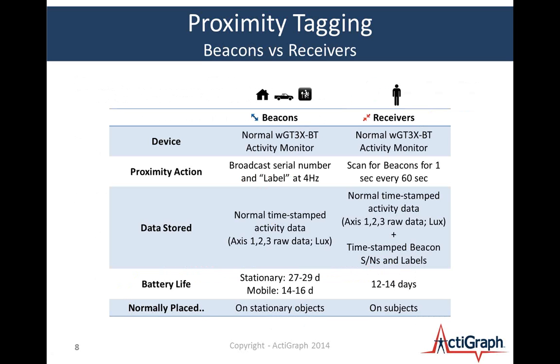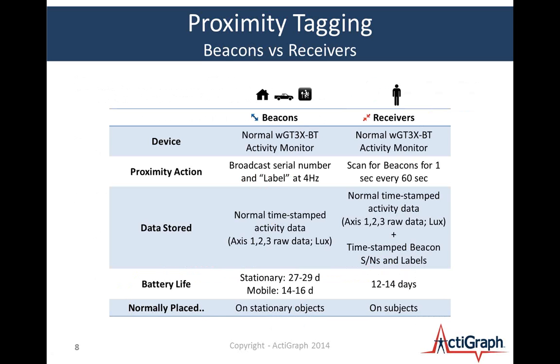So a device configured as a beacon will broadcast its serial number and label at a rate of 4 hertz. So 4 times per second it is beaconing out its presence and showing the world its serial number and label, and we'll talk about that in just a moment. Receivers are looking for the beacons, and so for 1 second every minute they look for the presence of beacons and log that information.